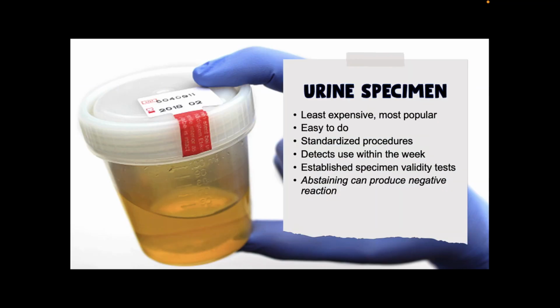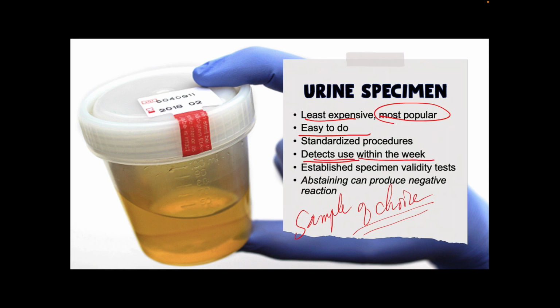So among the specimens used for drug testing, urine is considered the sample of choice because of course it's readily available, it's least expensive, and it's actually the most popular method. It is also easy to do and easy to collect, and there are already standardized procedures for this one, and practically speaking, all drug metabolites are excreted in urine. It can detect the use of drugs within the week, and there are already tests established for specimen validity.